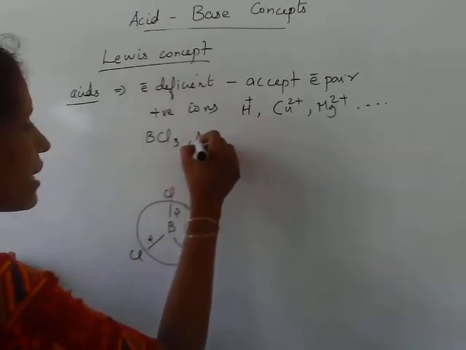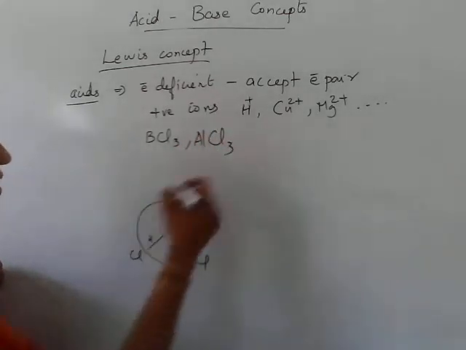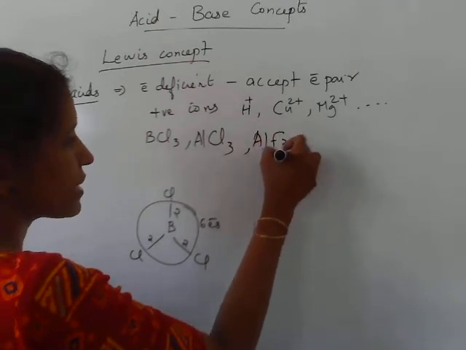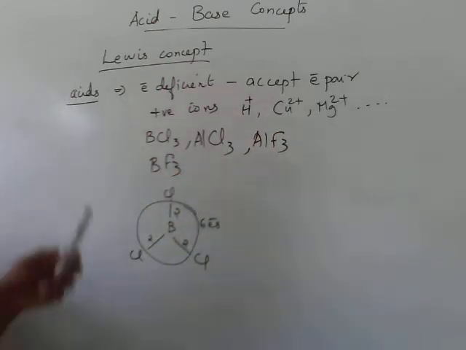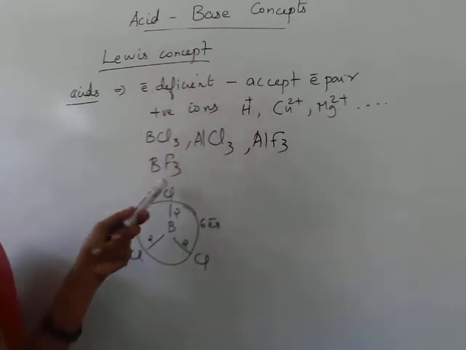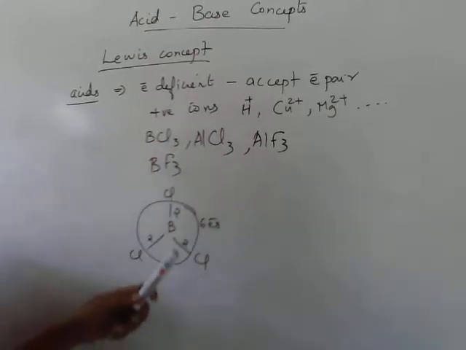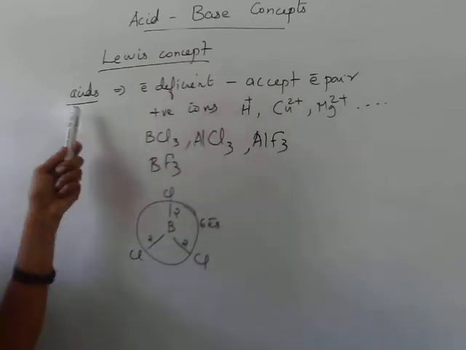Another example is anhydrous aluminium chloride. Aluminium chloride, aluminium fluoride, BF3, all these are examples of electron deficient compounds, neutral compounds, but they are electron deficient, hence Lewis acids.